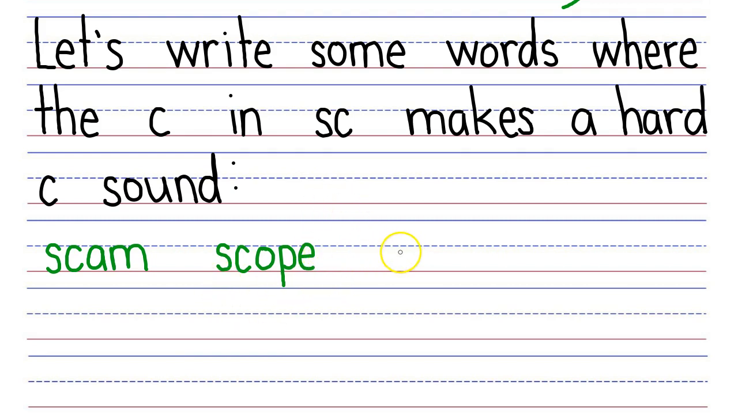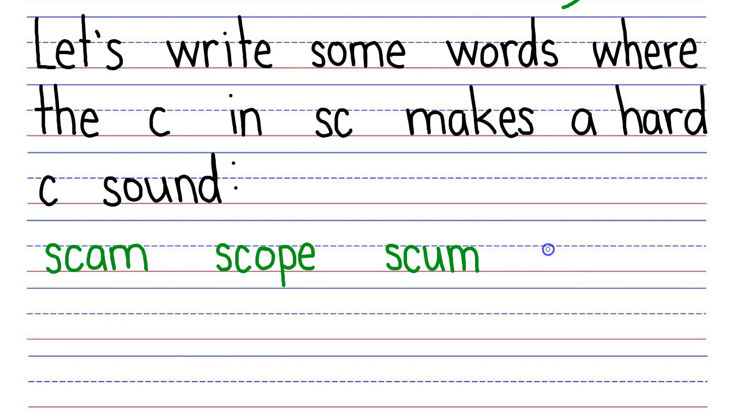Next word, scum. We've got the S that says s, the C that makes the hard C sound k, because it comes before the U that says u, and the word ends with the M that says m. s, k, u, m. Say it together fast, scum.